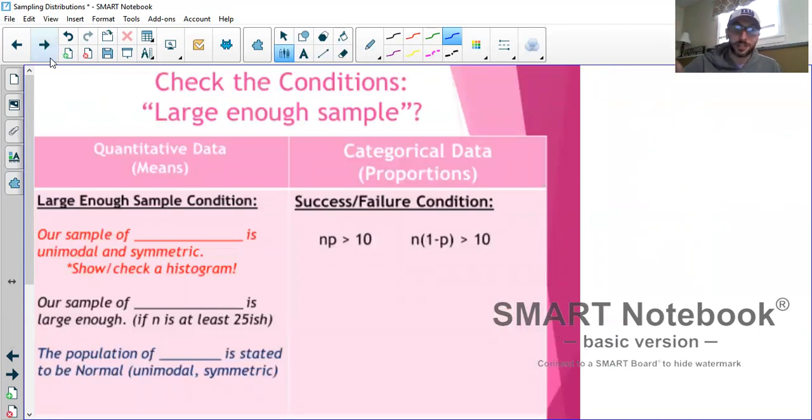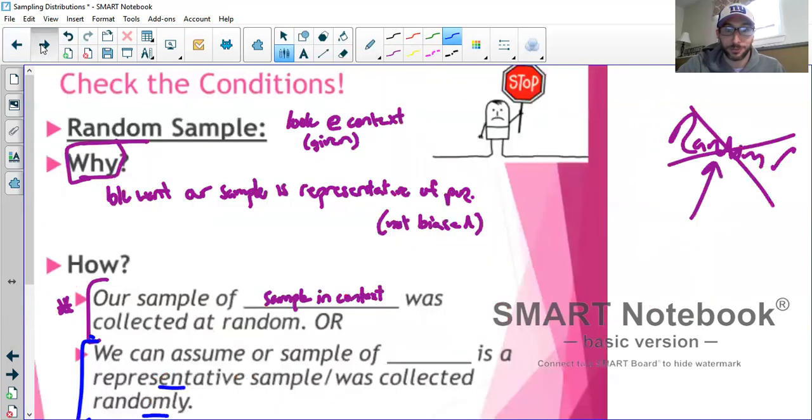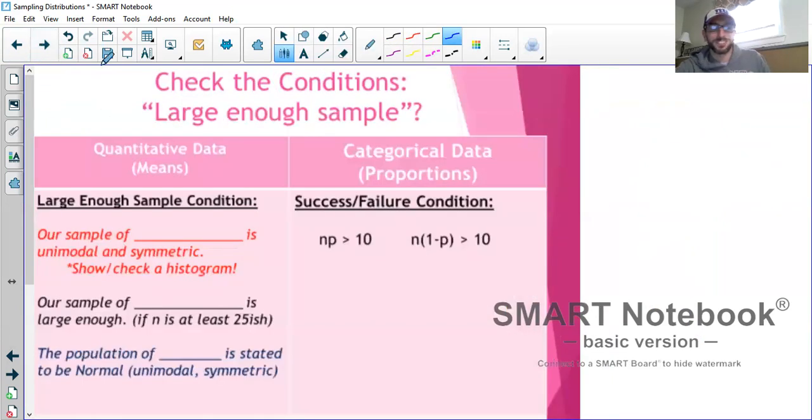So lastly is where it becomes the most complex because the condition differs depending on the type of sampling distribution. Sorry, I just wanted to see what color I used for proportions. So random and 10% apply regardless of the type. Let's start over here with proportions. If we have a sampling distribution for proportions, the third condition we check is this success failure. So we're going to actually do math. We're going to plug in numbers.